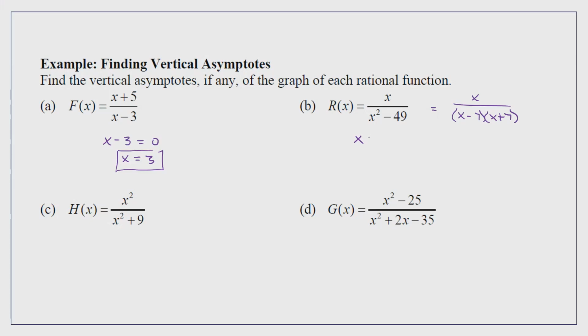So we would have x minus 7 equals 0 and x plus 7 equals 0. So we would get x equals 7 and x equals negative 7 as our two vertical asymptotes. For c, we have x squared divided by x squared plus 9.